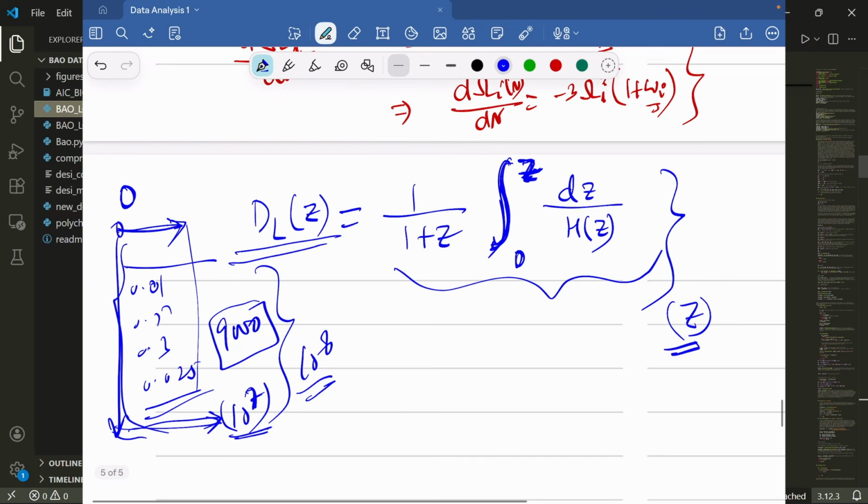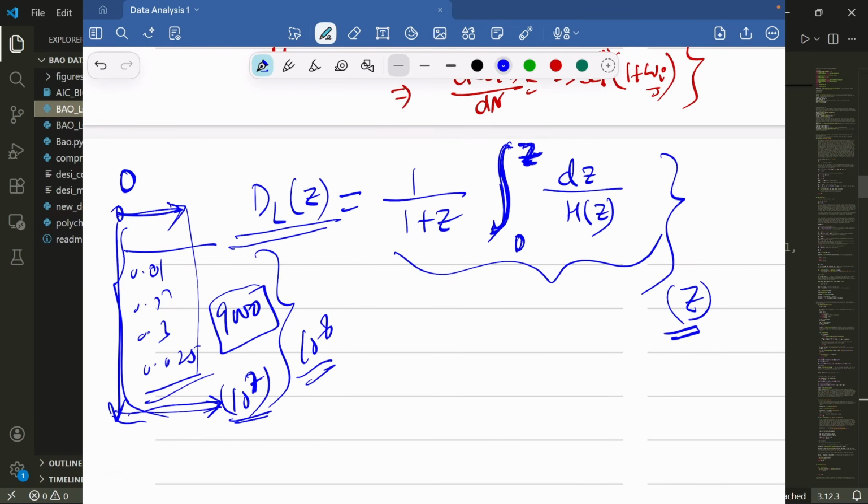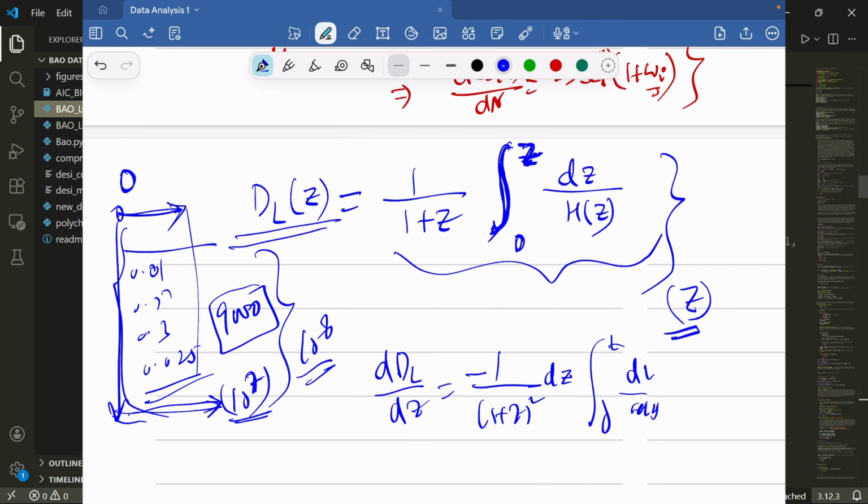I have already done it in my different video, so I'm not going to do it here. There is a trick to do it. What you can simply do is, there is an integral, and the derivative is the inverse of the integral. So you may say I can write dL by dz. You can use the chain rule, and this becomes negative 1 over (1 plus z) squared times the integral dz over H of z, and again plus 1 by 1 plus z times the derivative of this one. So d by dz will act on this one, and because these are linear operators, dz will be cancelled out, so this will become simply 1 over H of z.